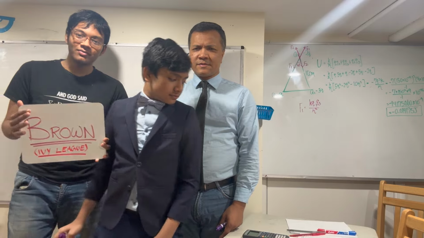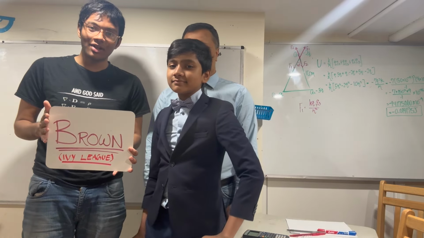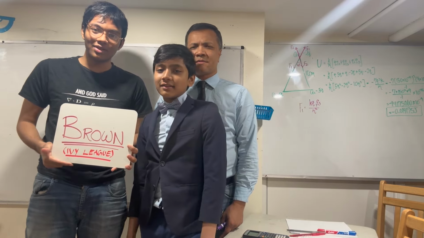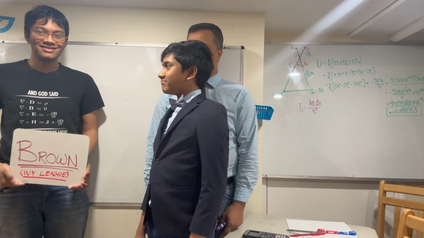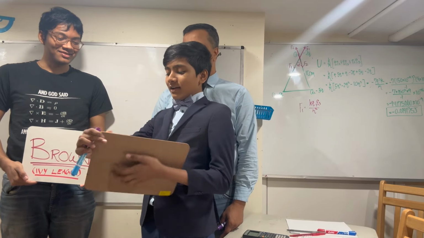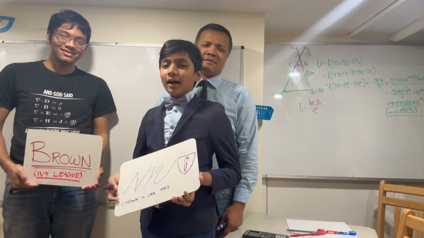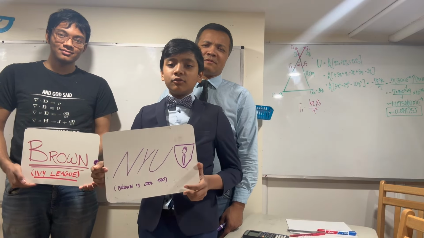So my name is Rifat Bari. I'm a physics master's student at Brown University, which, unlike NYU, is an Ivy League. Man, Brown is cool too, but thank you. I'm going to be a math and physics major at NYU.